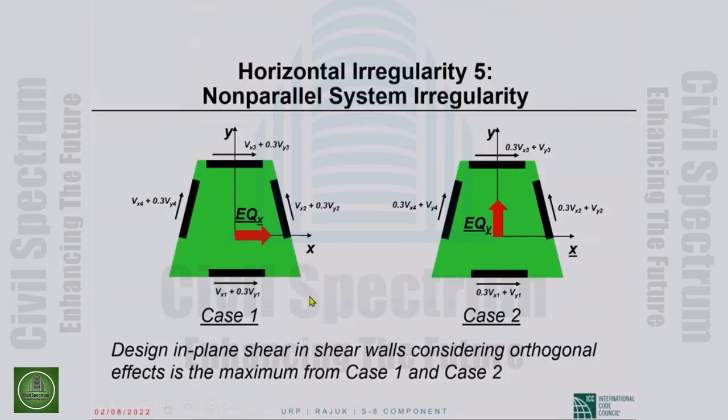So wall 1 has to be designed for V sub X1 plus 30% of V sub Y1, or 30% of V sub X1 plus 100% of V sub Y1, whichever is the larger of the two. As simple as that. Okay, please look at the pictures and you will see what we are driving at.